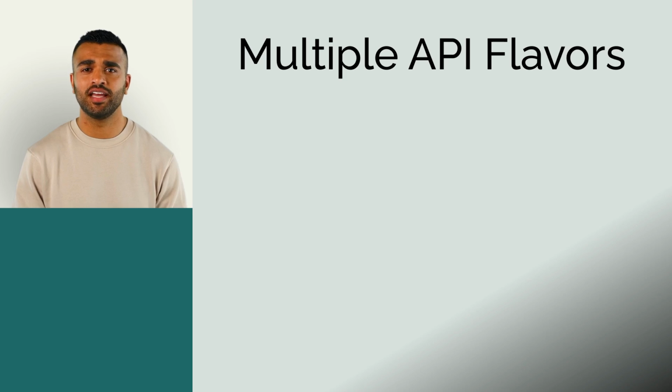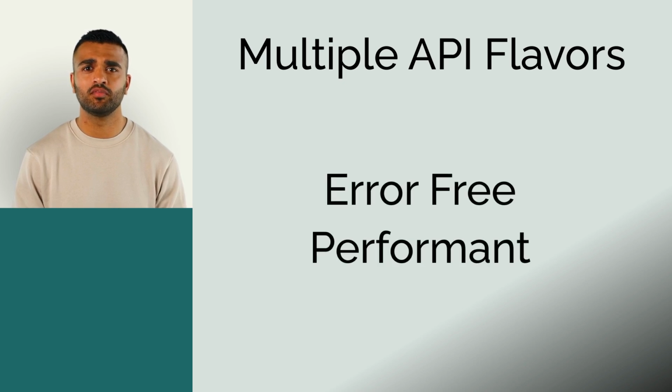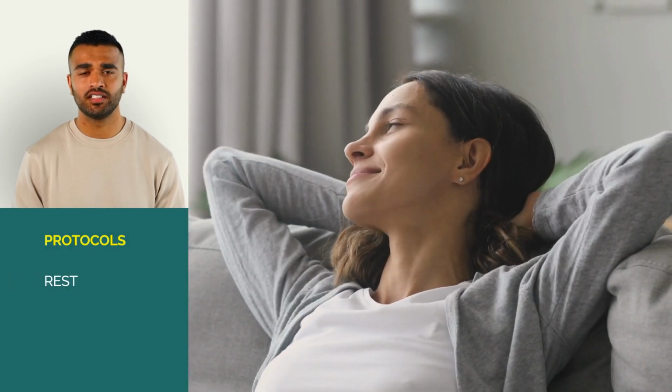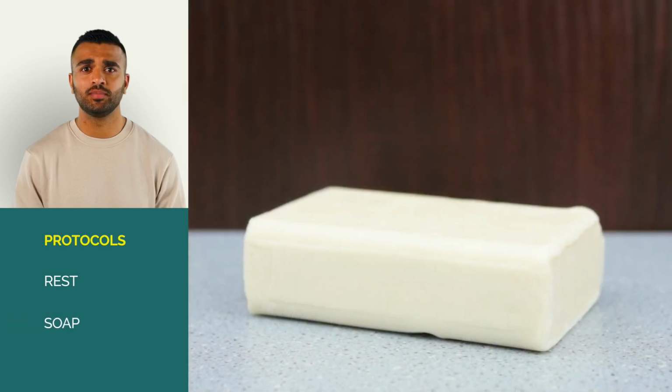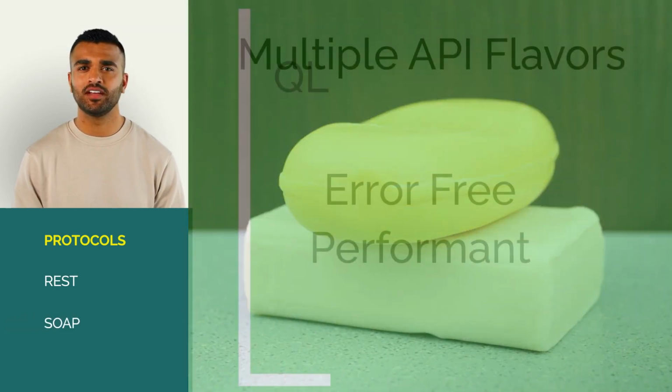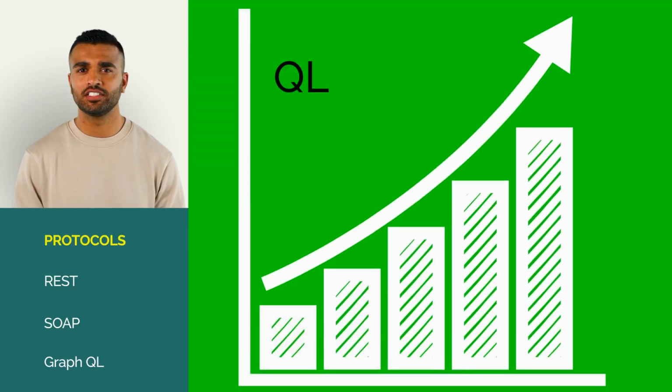We have now covered the different types of testing, but I want to briefly mention that there are multiple flavors of API in use, but the testing principles are the same. You are looking for error-free and performant responses to any request. There are many protocols in use, and here are a few common ones. REST, meaning Representational State Transfer. SOAP, meaning Simple Object Access Protocol, and it uses XML. And GraphQL, a query language that allows clients to specify the data they need.